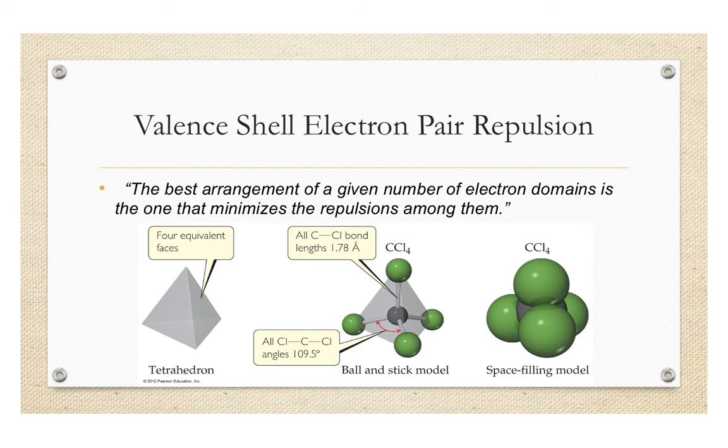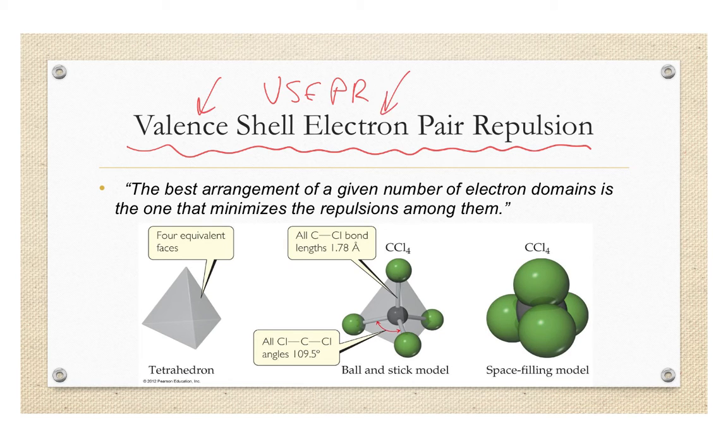So this idea that we just summarized is called the valence shell electron pair repulsion theory, or VSEPR. Right? So valence electrons are what we're talking about. Those are the ones involved in bonding. The electron pairs do what? They repel each other. Okay, so the best arrangement of a given number of electron domains is the one that minimizes the repulsions among them.